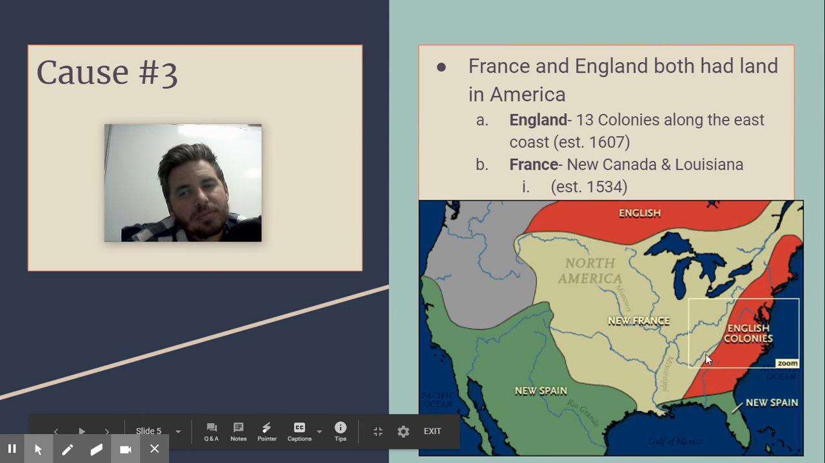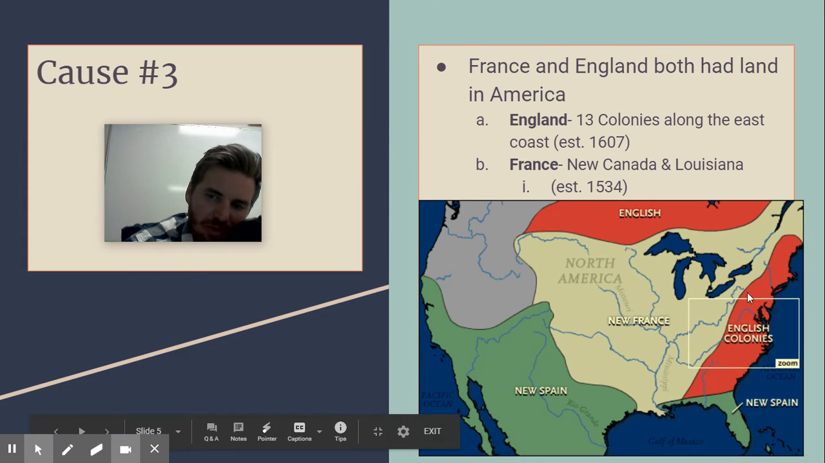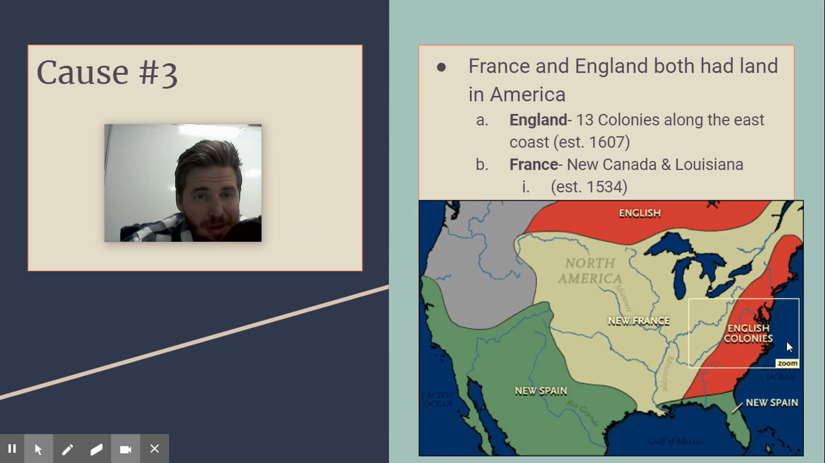Hint. They're large. Give up? The Appalachian Mountains. The Appalachian Mountains are what essentially breaks these two parts in half. Because again, you didn't want to go through the Appalachian Mountains. It's easy to do so today, but on foot with a bunch of people, with horses, livestock, no, it's not easy.